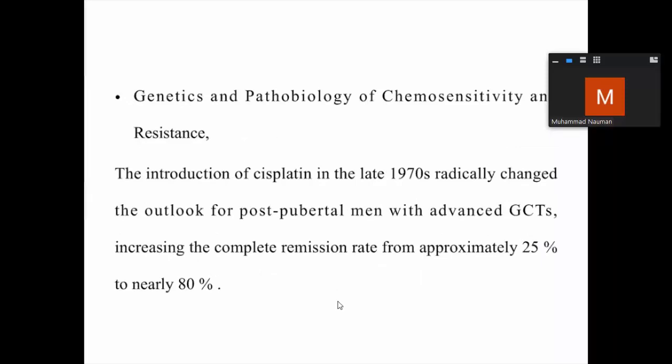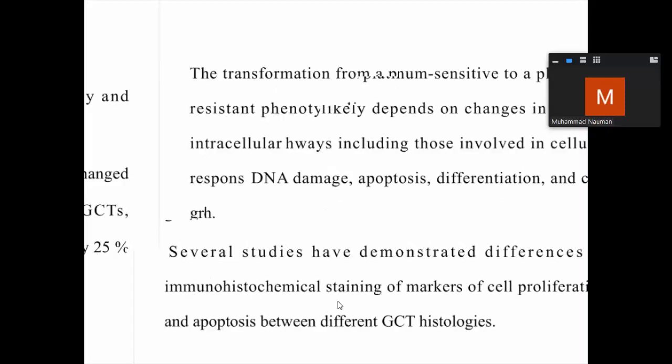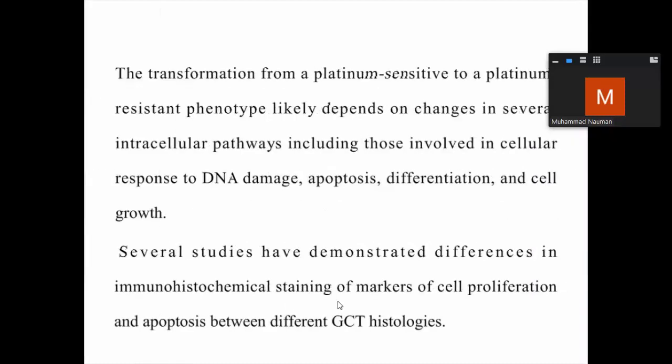The introduction of cisplatin in the late 1970s radically changed the outlook of post-pubertal men with advanced germ cell tumors, increasing the complete remission rate from 25 to nearly 80%. The transformation from a platinum-sensitive to a platinum-resistant phenotype likely depends on changes in several intracellular pathways, including those involved in the cellular response to DNA damage and those involved in apoptosis, differentiation, and cell growth.